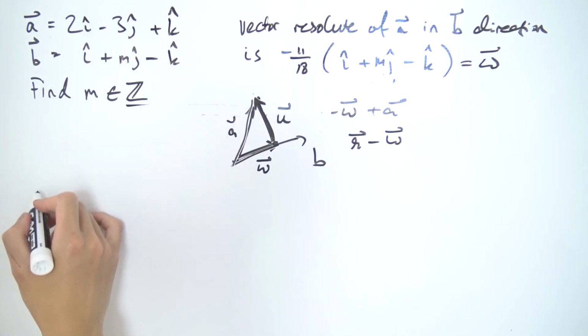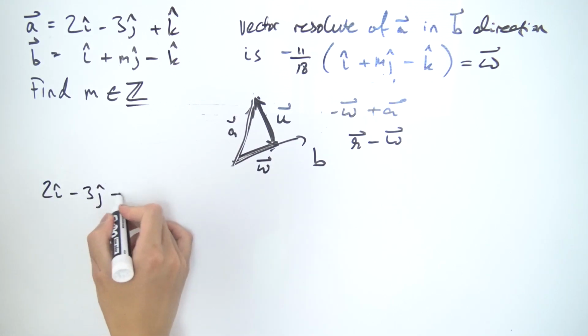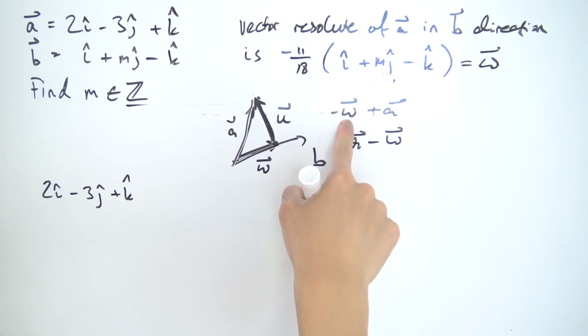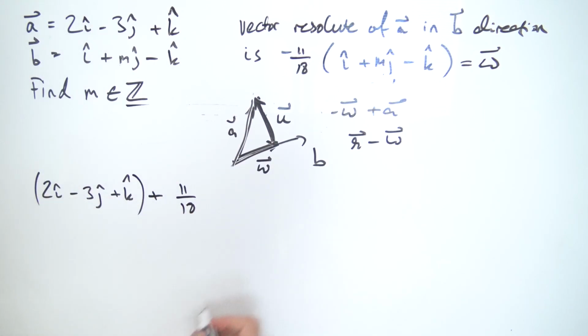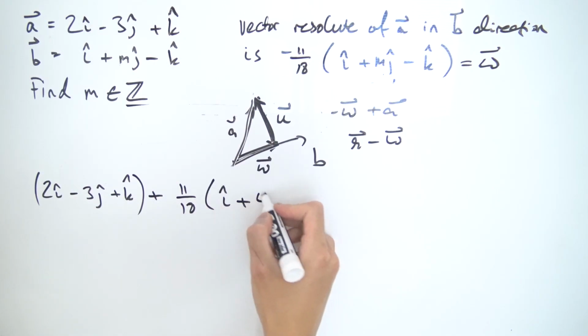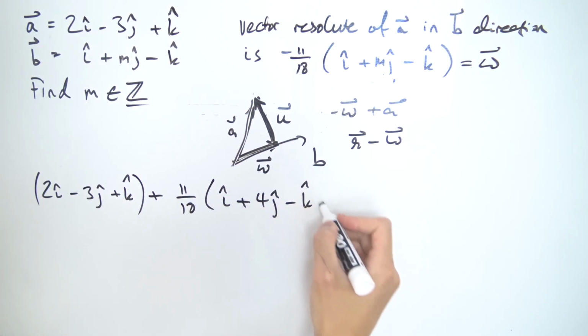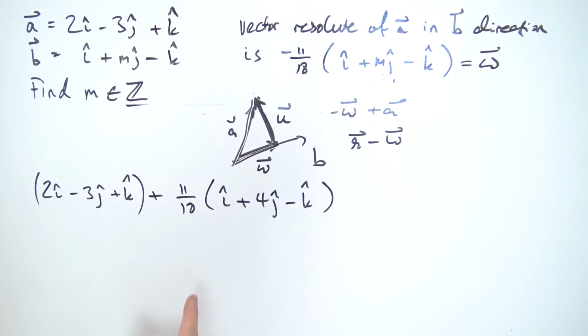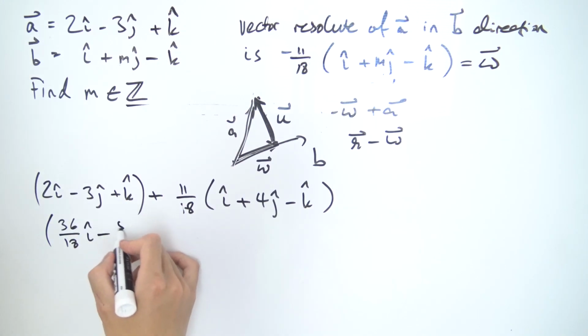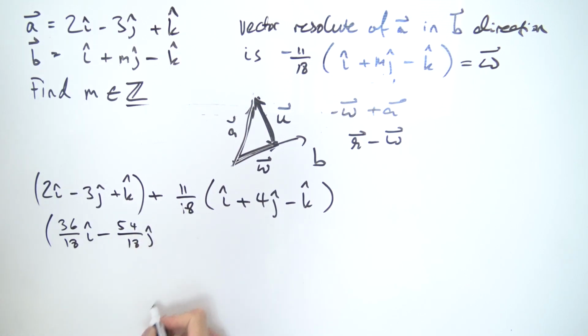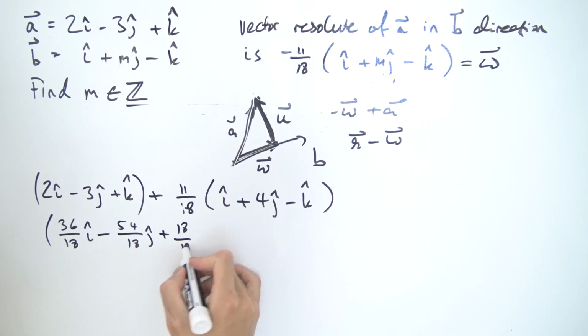So we're going to take our A, which is 2I minus 3J plus K, and then we're going to subtract off W, and since there's a negative right here, that's the same as adding 11/18 I plus 4J minus K. Now we have an 18 on the denominator, so let's try to get 18s everywhere in the denominator. First of all, 2 is the exact same thing as 36 over 18. 3 is the same thing as 54 over 18 J, and then K is just 18 over 18 K hat.